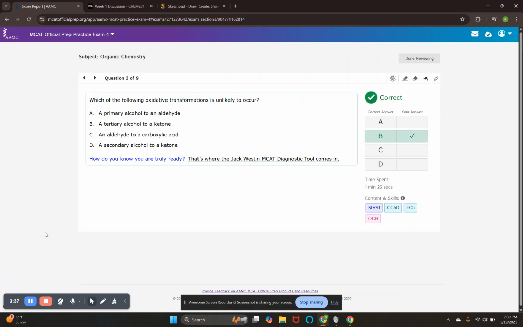Okay, here's another problem that I did, and one that I got right. And this one asks, which of the following oxidative transformations is unlikely to occur? And the right answer ended up being a tertiary alcohol to a ketone.